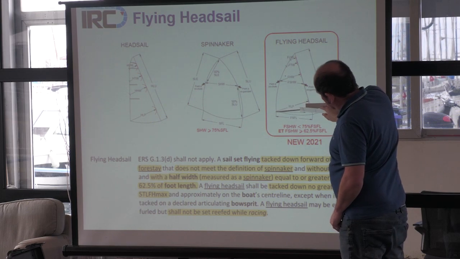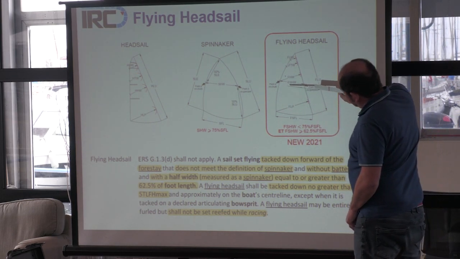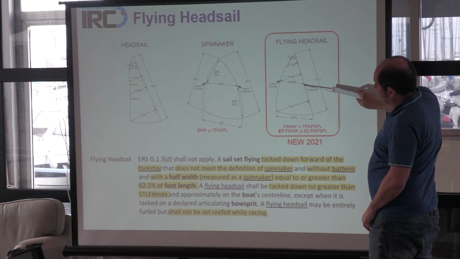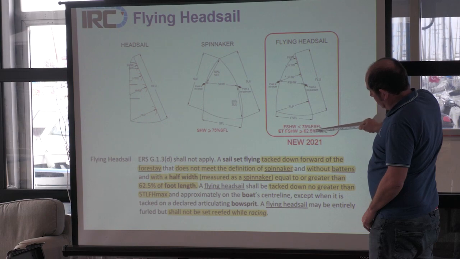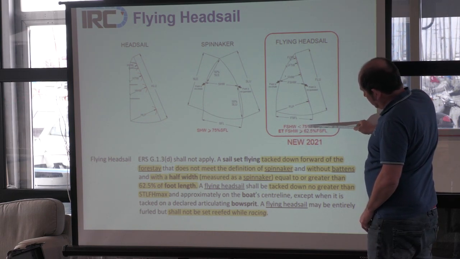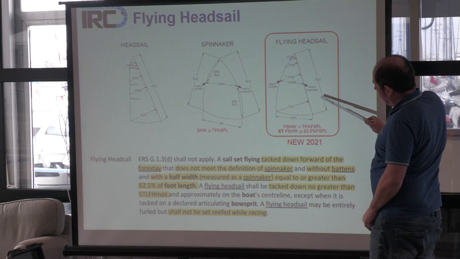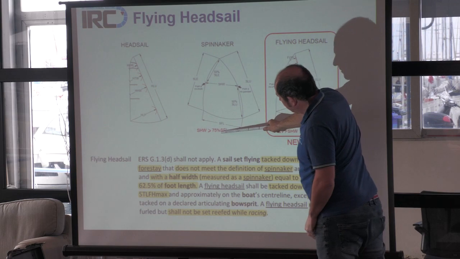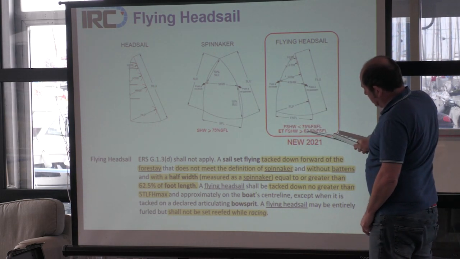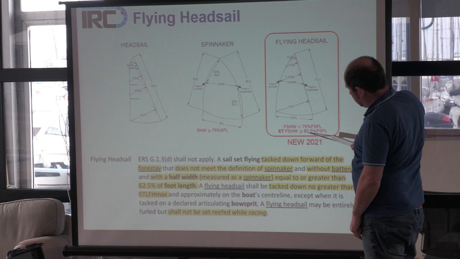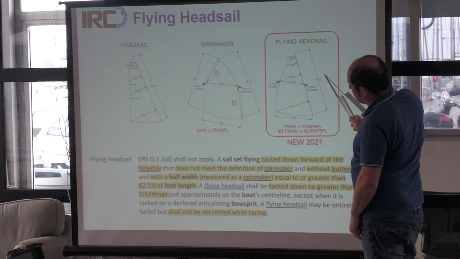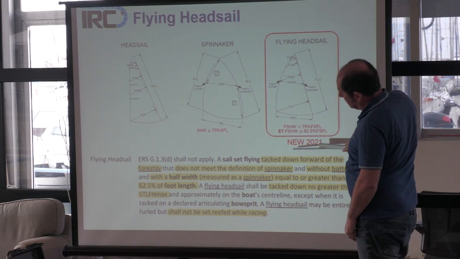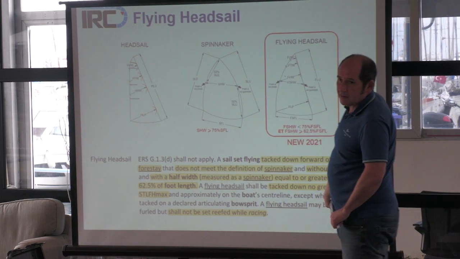You measure the foot, you measure the half as if it was a spinnaker, and you look. If you are between 75 and 62.5, you have a flying head sail. More than 75, spinnaker. Less than 62.5, head sail.